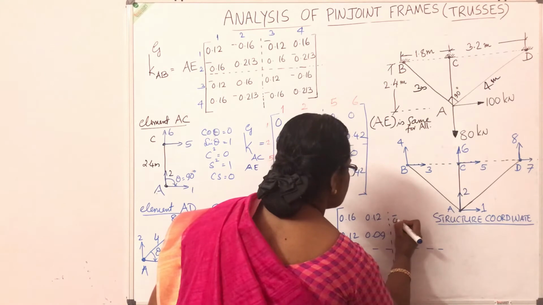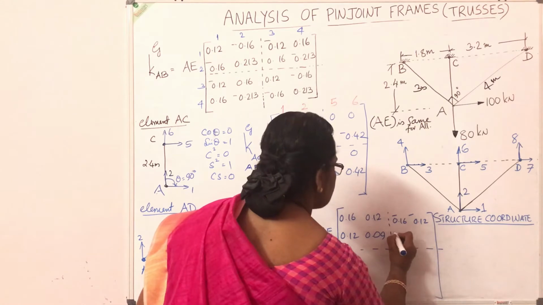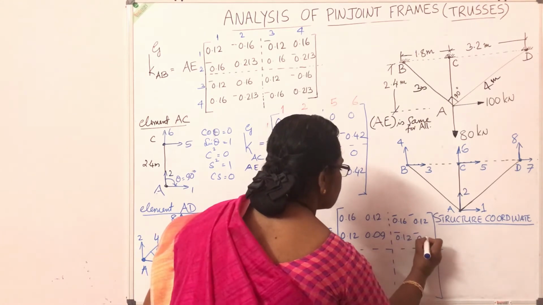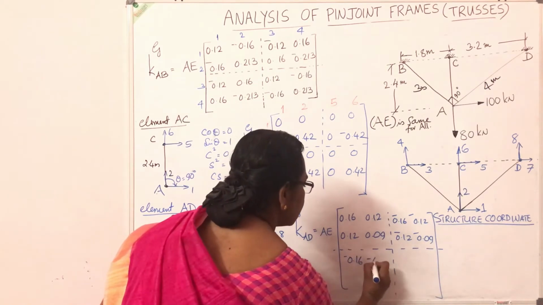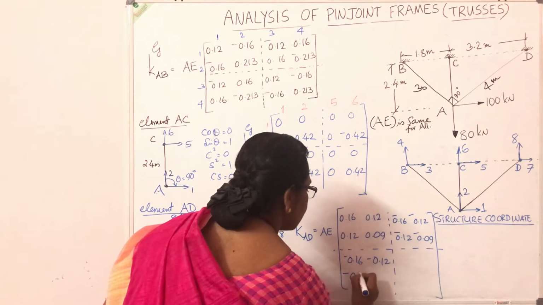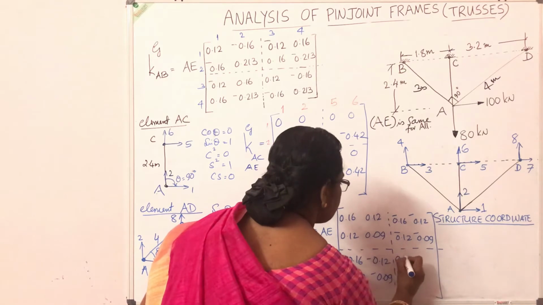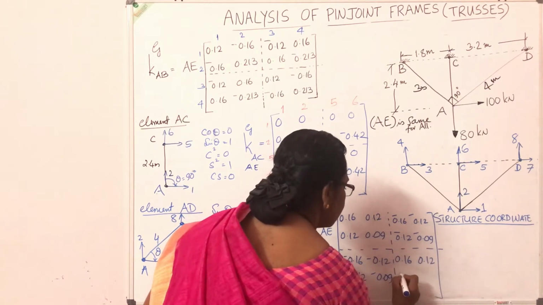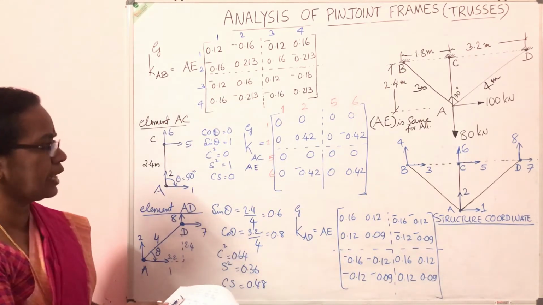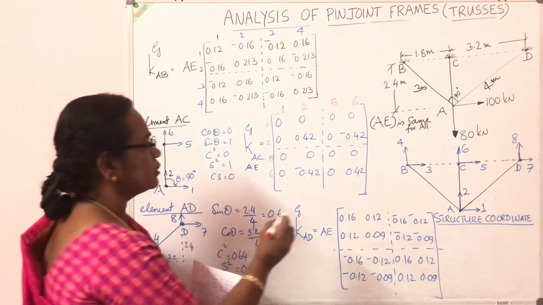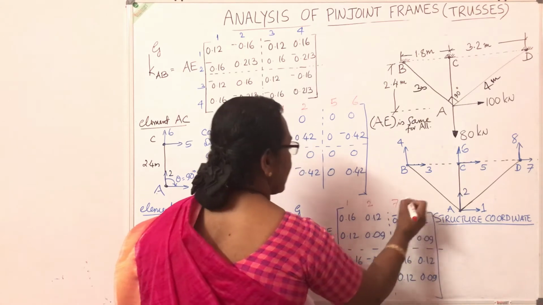So this place it is minus 0.12, minus 0.09. This has to be repeated here. Minus 0.16, minus 0.12, minus 0.12, minus 0.09. This here 0.16, 0.12, 0.12, 0.09. So this is the stiffness matrix for that element AD, and the numbers to be written at the top as well as left are 1, 2, 7, 8.